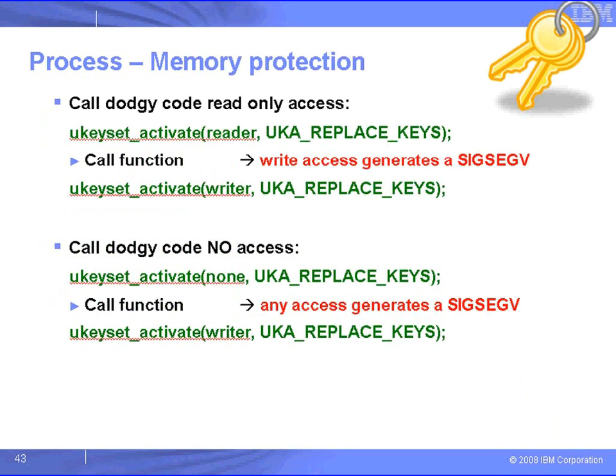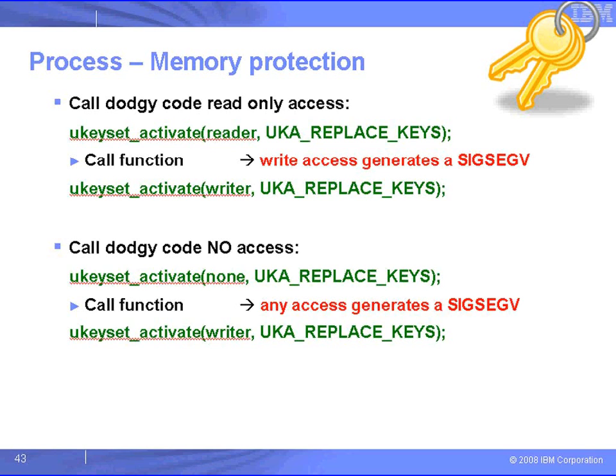Now if we want to call a piece of code that we don't want to give the full read write access, this is what we do. Instead we activate the reader key. Then we can call that function, and if it tries to write to the locked piece of memory, we'll get a signal generated, SIGSEGV. And the same on the second example here.